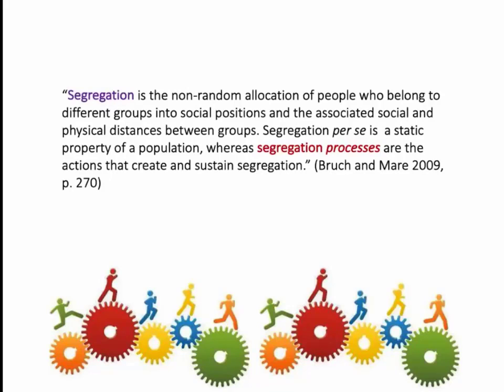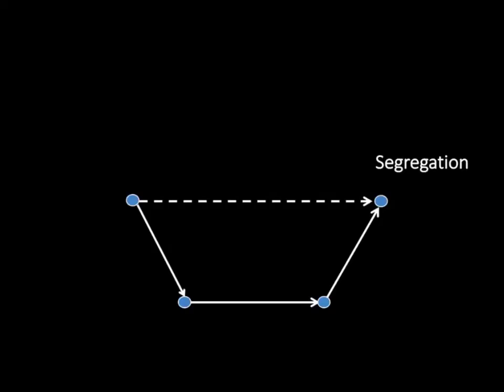Segregation per se is a static property of a population. Now it's becoming interesting, because this is actually what we observe at the end of the day, right? I go in and measure what is the mix. That's what segregation is. Whereas segregation processes are the actions that create and sustain segregation. Are these things different? Actually, yes, they are different. This is where we talk about the actions that create and sustain this segregation.